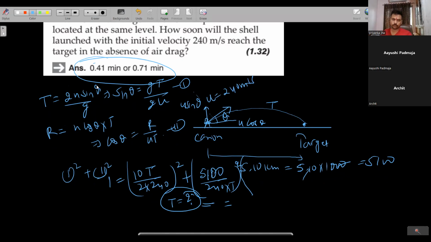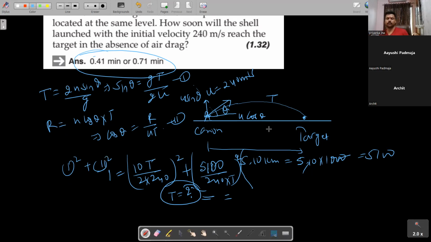Sir, I was saying, if we imagine a projectile from the cannon to the target, they are both at the same level. Then at the highest point the ball will come, and then that can be the height h. Sir, should I send you a picture of this? So if we consider that at the highest point the cannonball will be there, and then from the highest point it will reach the target, then the range will be 5.10 kilometer divided by 2.